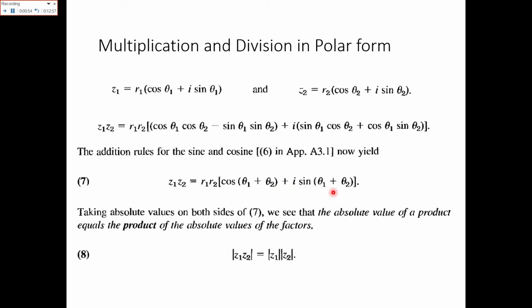And similarly in the product, the modulus of the whole would be equal to the modulus of the multiplication of the two separate functions. So taking absolute values, we can see that the absolute value of the product is equal to the product of the absolute values of the factors.